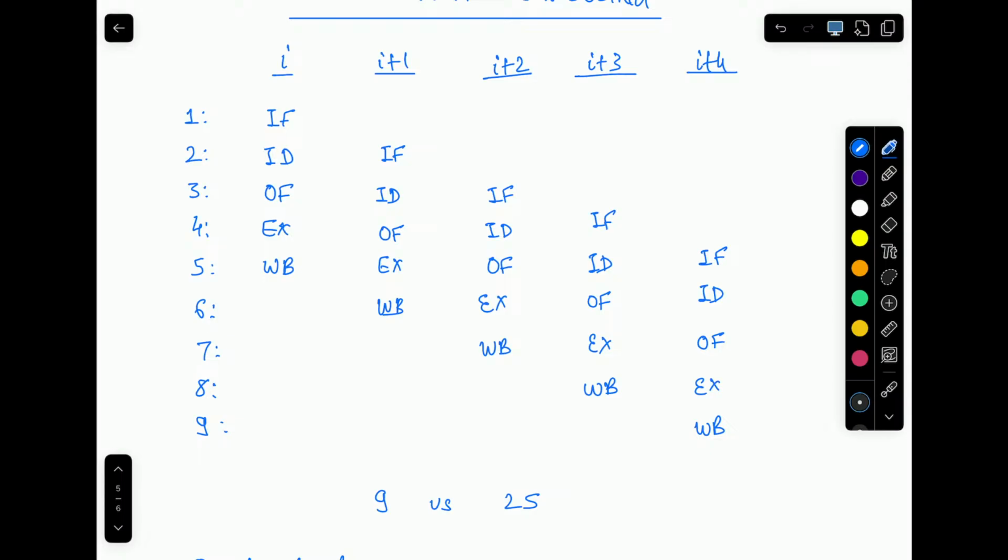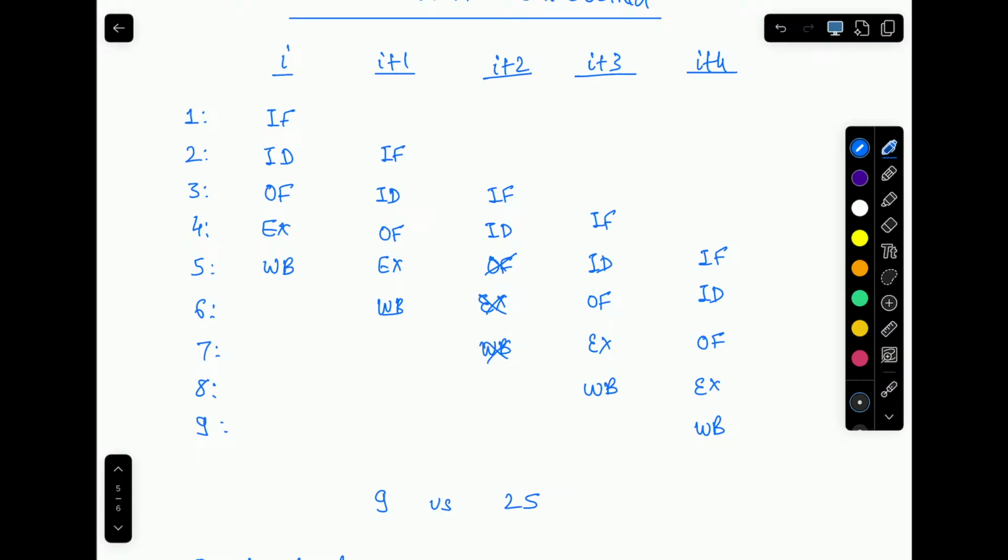Can I schedule this OF stage in cycle number 5 over here? No. So I'll have to wait here. I'll have to stall this pipeline. Okay. I'll have to move, let's say, strike off. I cannot schedule OF here.